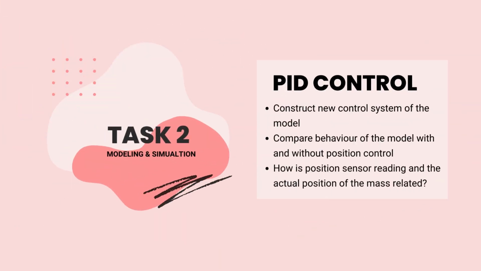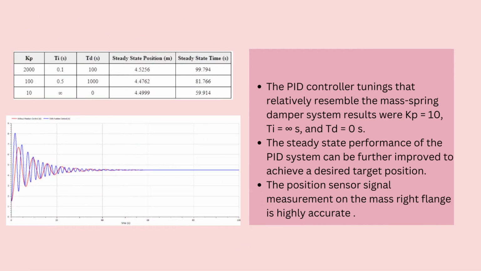Moving on to task 2, we augmented the system by adding a PID controller to control the position of the mass to a desired value. The tuning that achieves a response similar to the system without position control is composed of low proportional and derivative components and very high integral component values.